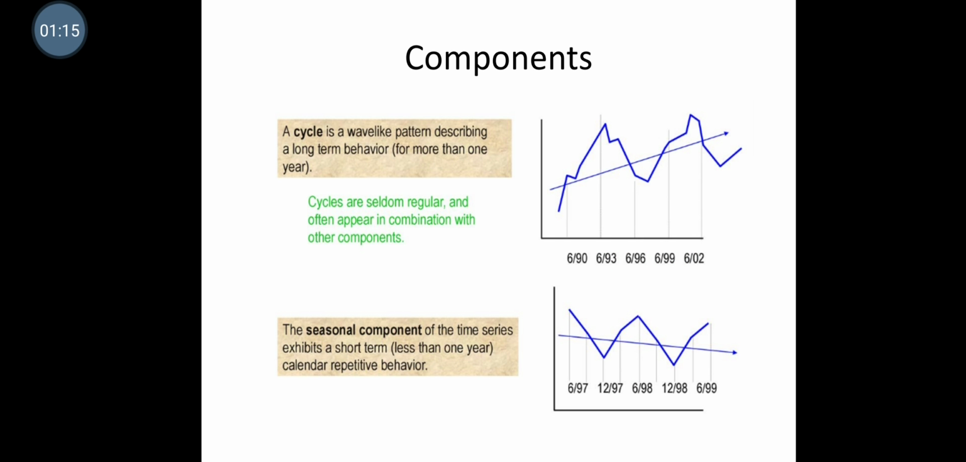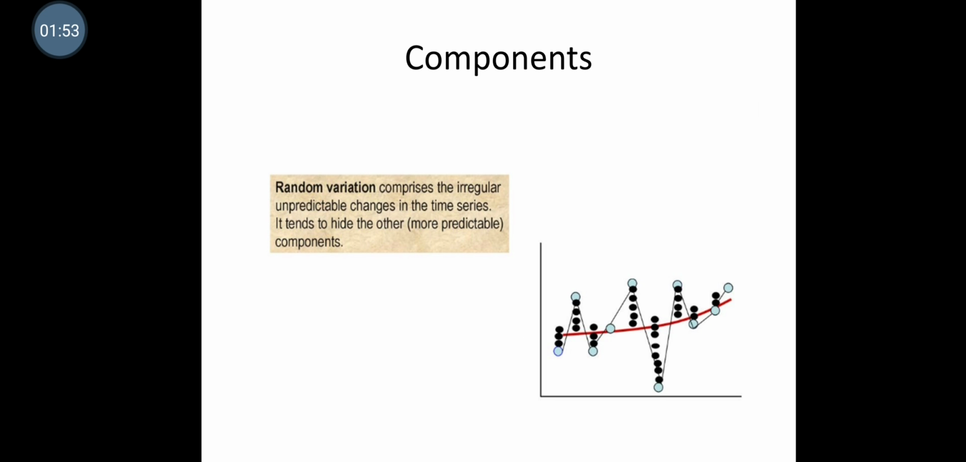A cyclical is a wave-like pattern describing long-term behavior for more than 1 year. Cycles are not regular and often appear in combination with the other components. The seasonal component of a time series exhibits short-term, less than 1 year, calendar repetitive behavior. Random variation is the irregular, unpredictable change in the time series that tends to hide the other more predictable components.